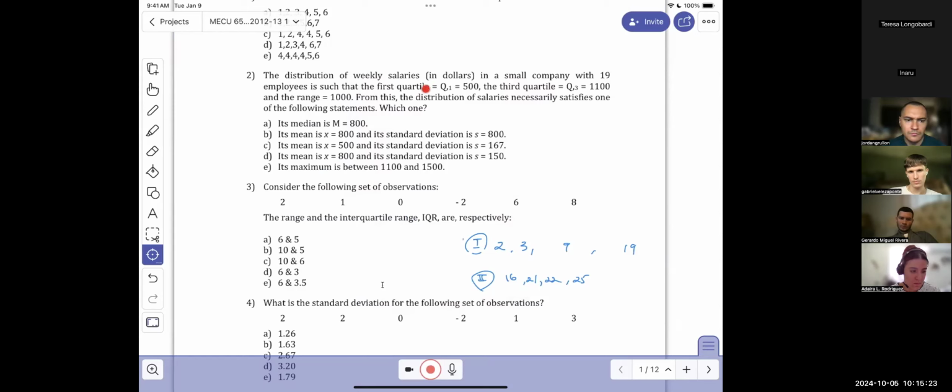So the distribution of weekly salaries in a small company with 19 employees is such that the first quartile is 500, the third quartile is 1,100, and the range is 1,000. Okay, so this is a value point that we have. This one is as well. Between this one and this one are 50% of the observations. What is the range?